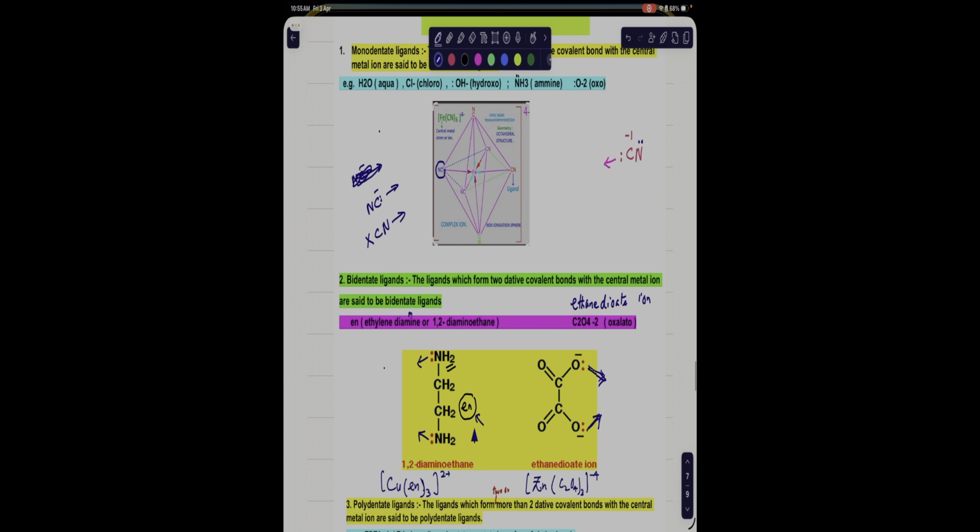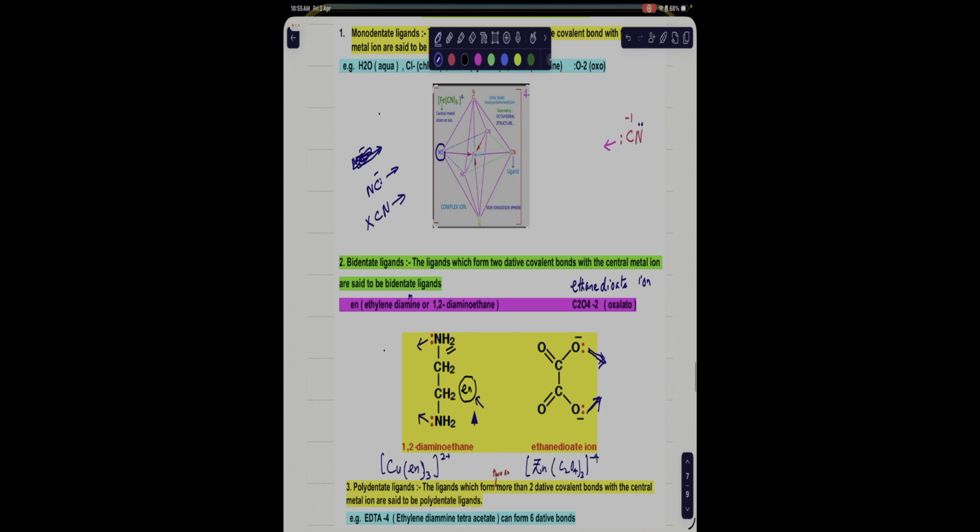In some papers, they are asking how these ligands are able to form two dative bonds. So you can say, because they have two electron pair donor atoms which can form two dative bonds with a central metal ion. And the last type of ligands are called polydentate ligands.